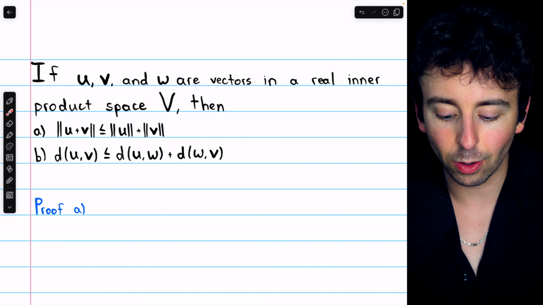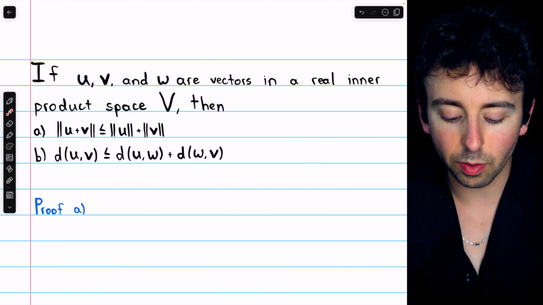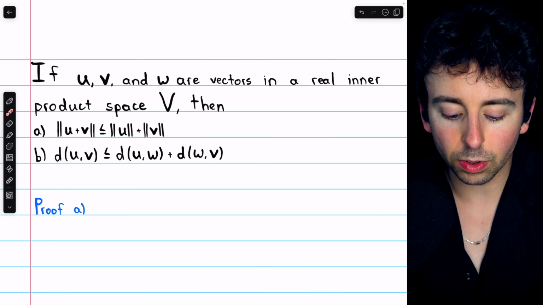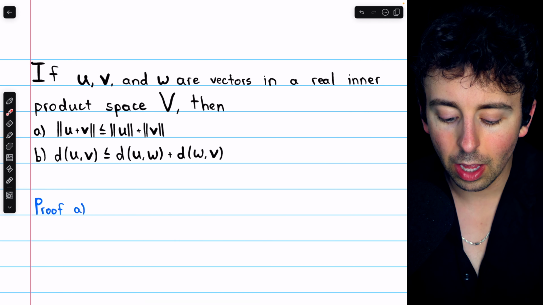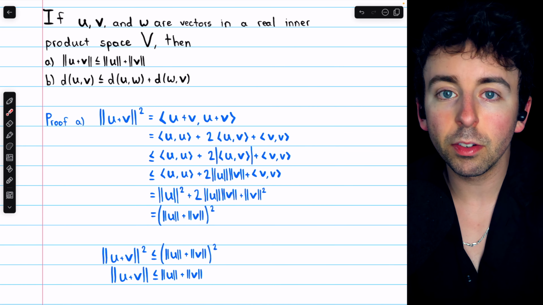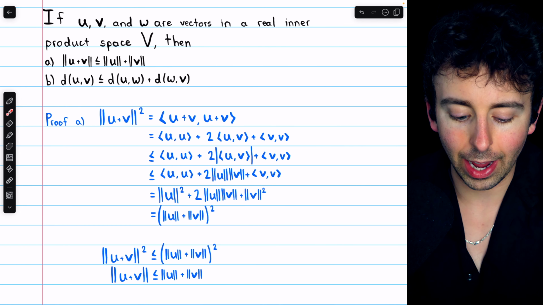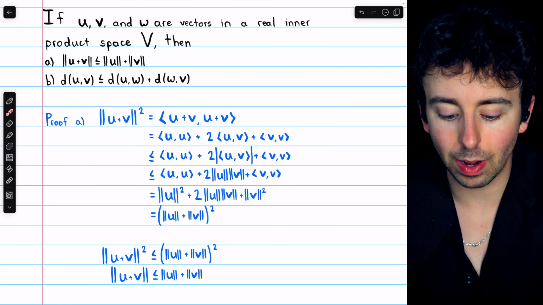And then the triangle inequality for distances, that the distance between two vectors u and v is less than or equal to the distance between u and some other vector w plus the distance from w to v. Both of these properties are quite straightforward to prove. We'll begin with a proof of part A, the triangle inequality for vectors.